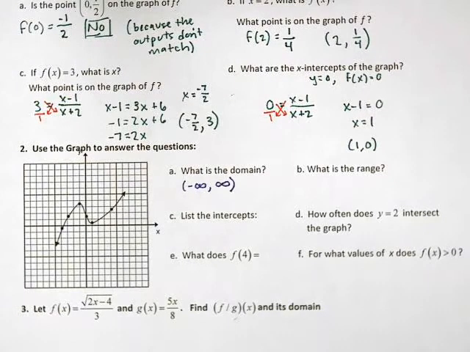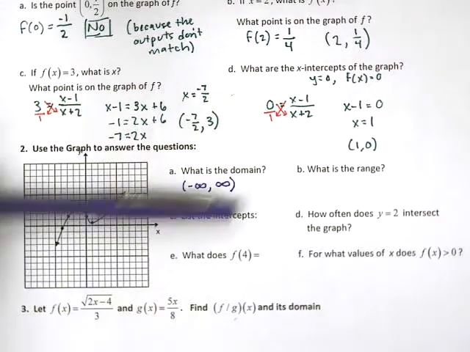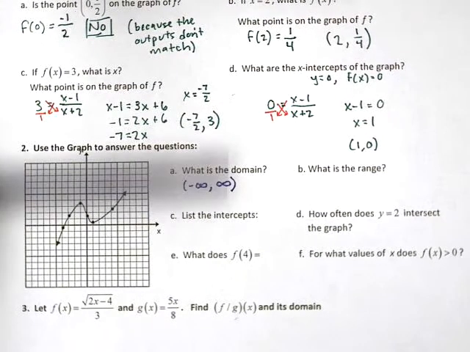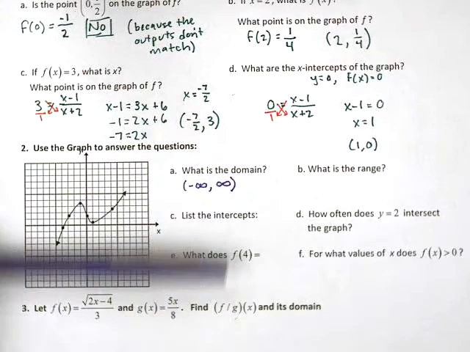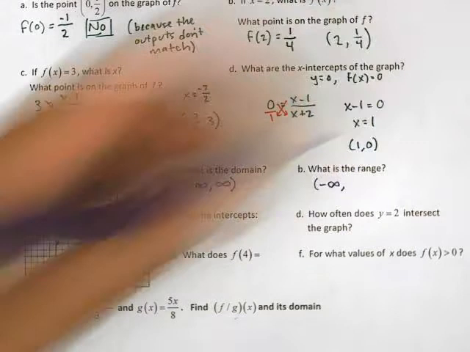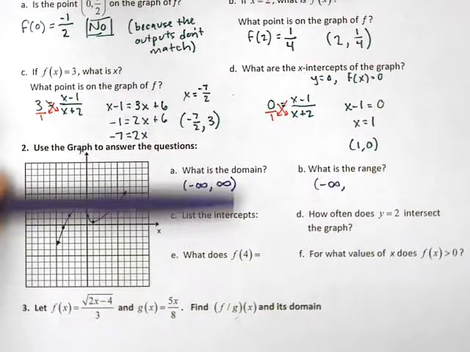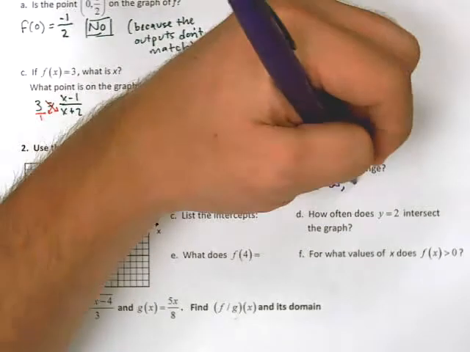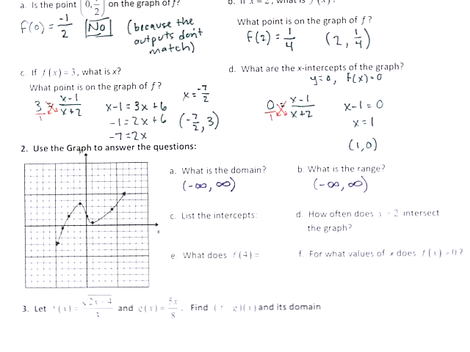How about range? Well, range, again, don't think anything left-right. Completely forget left-right. We're only going up-down for range. So what do we notice? It's going down forever. It's also going up forever. There are no holes. So our range is also negative infinity to infinity.